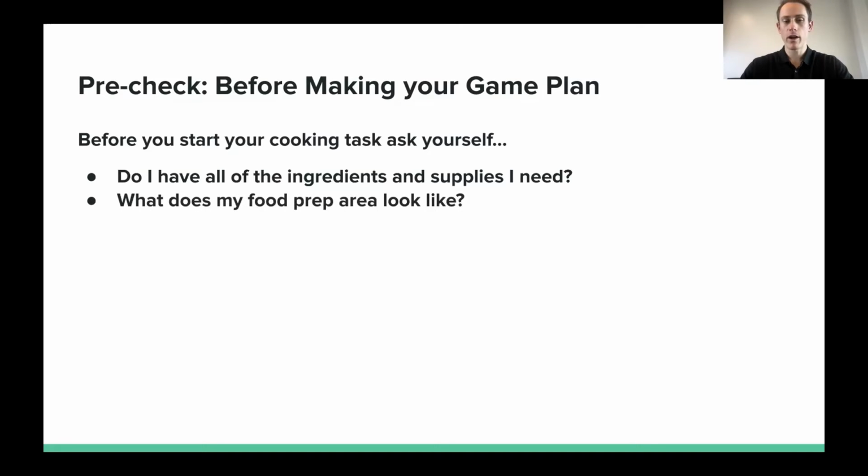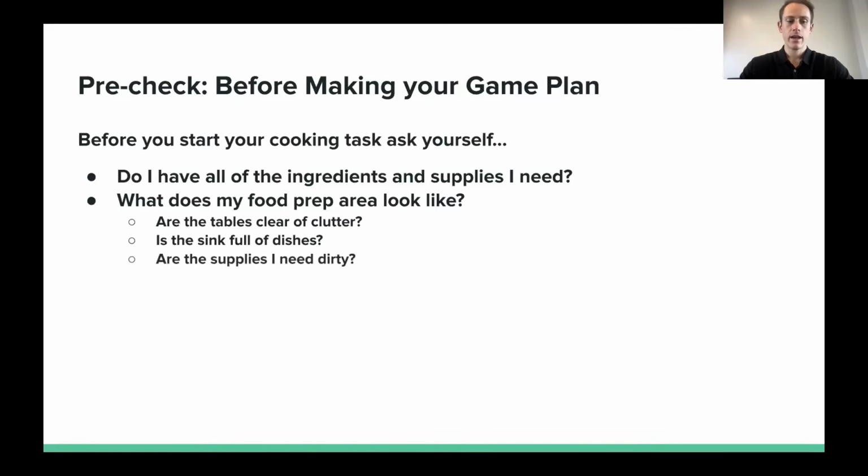What does my food prep area look like? Are the tables clear of clutter, or do you have yesterday's dinner still out there, your dirty dishes? Did grandma leave her dentures on the table? I don't know. What's on the table? Is the sink full of dishes, pots, pans, whatever else? Is that going to be easily accessible while you're cooking and preparing food? Are the supplies I need dirty?